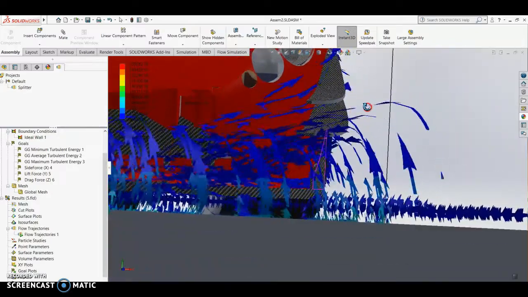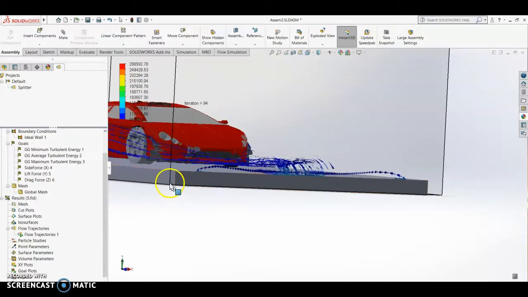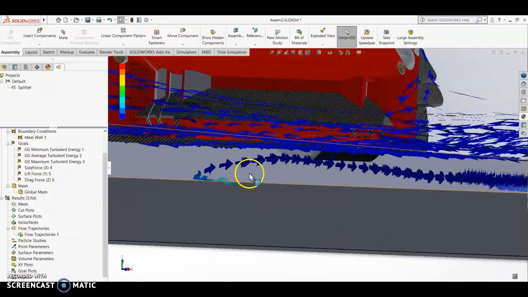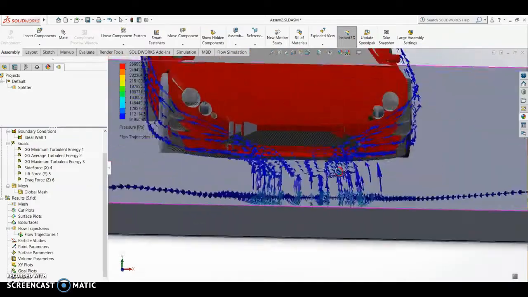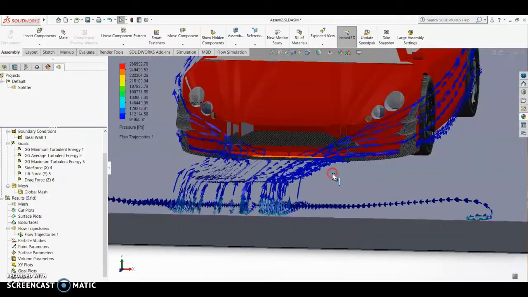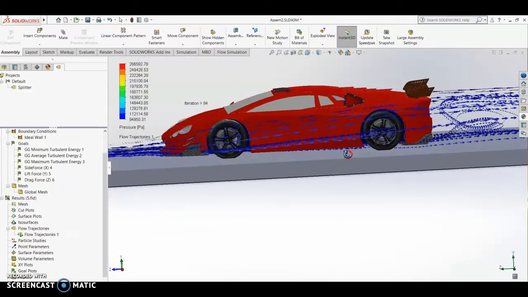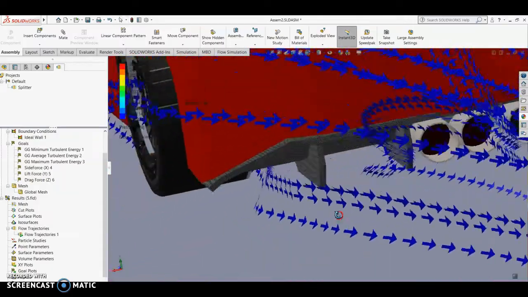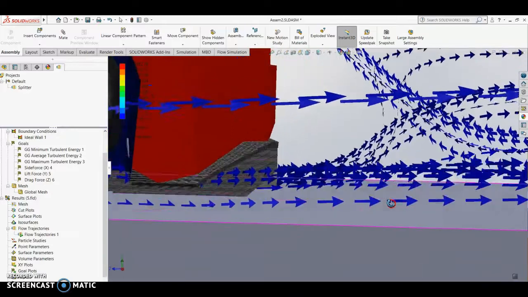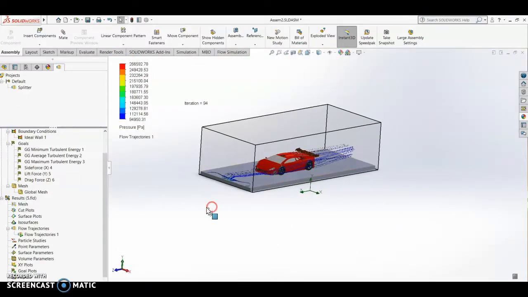All right, so it's really a very low pressure below. Exiting to the diffuser, but we never select the diffuser yet. All right, so now we are going to insert surface parameters.